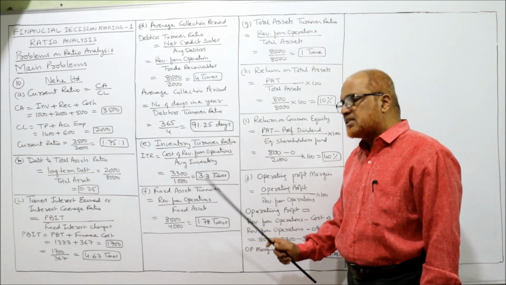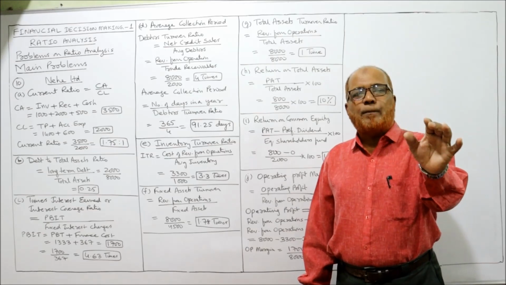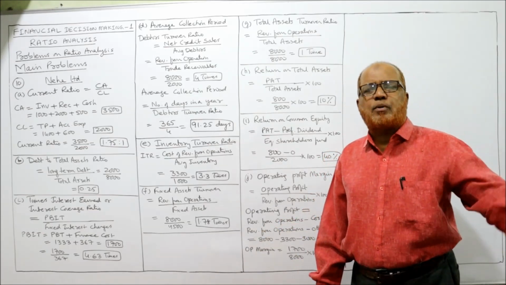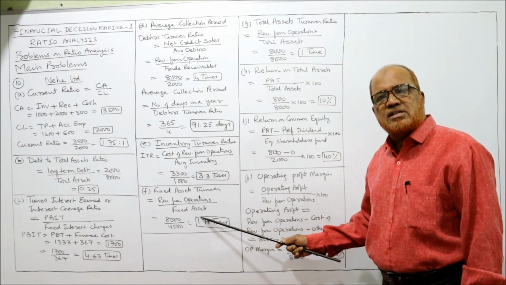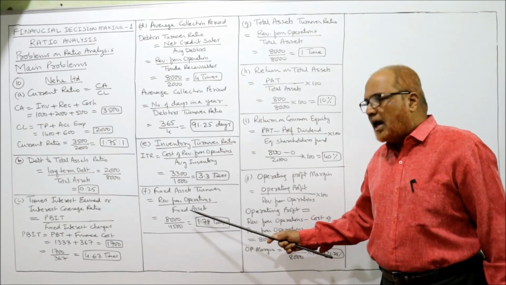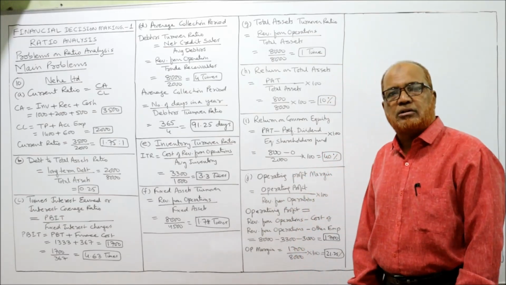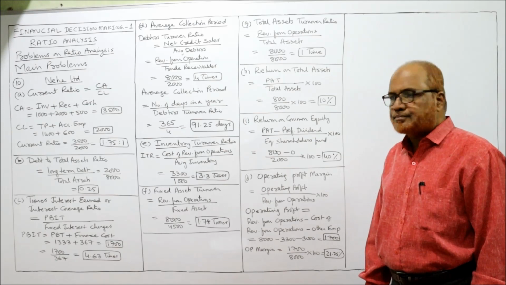Next is fixed assets turnover ratio. The formula is revenue from operation divided by fixed assets. It's an old formula; we have already seen many problems on it in the past. Revenue from operation is 8,000, given in the problem, and the fixed assets are 4,500, also given in the balance sheet. So it comes to 1.78 times.